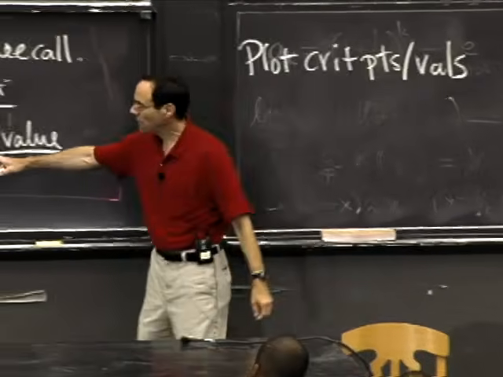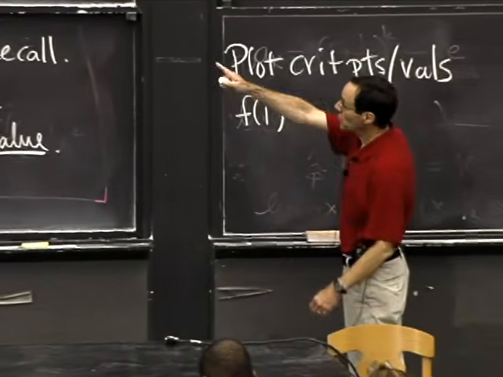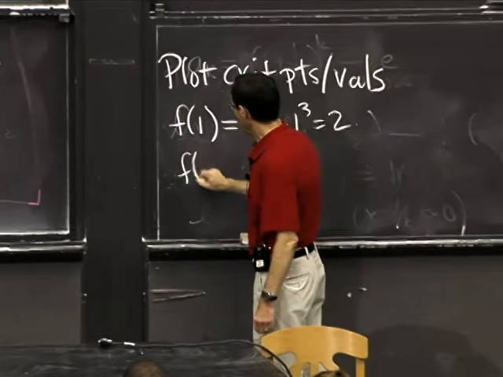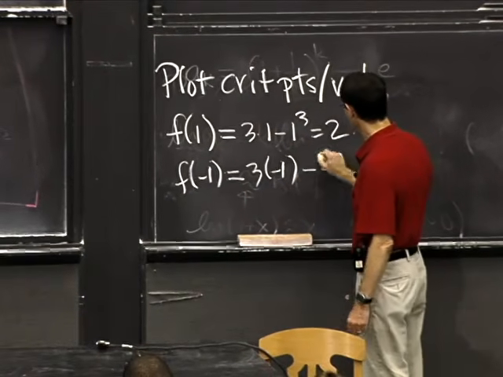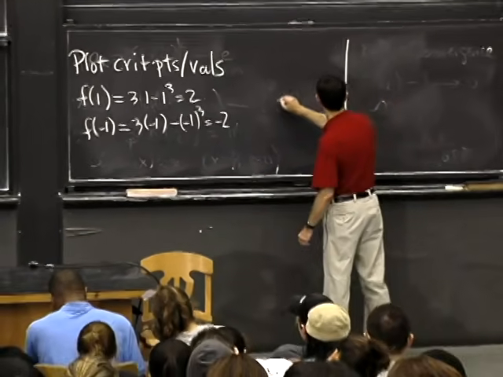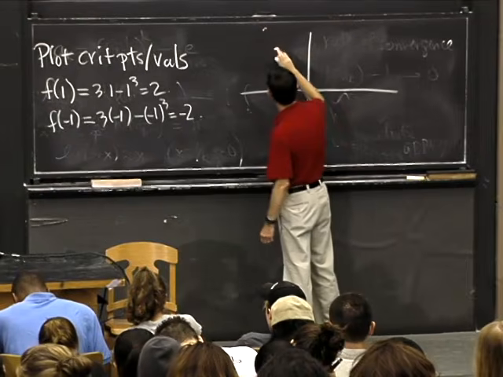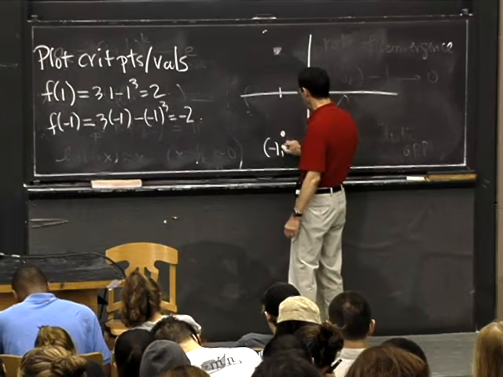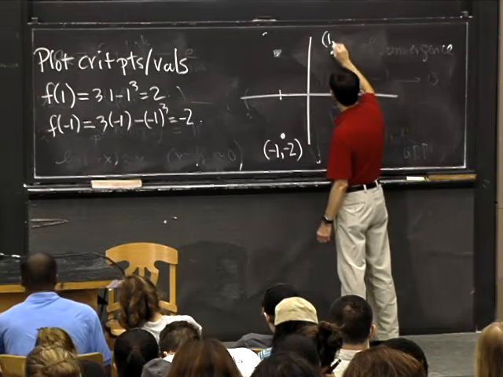And now, in order to get the critical values here, I have to plug in f of 1, for instance. The function is 3x minus x cubed, so this is 3 times 1 minus 1 cubed, which is 2, and f of minus 1, which is 3 times minus 1 minus minus 1 cubed, which is minus 2. And so I can plot the function here. So here's the point -1, and up here's 2. So this is, whoops, which one is it? Yeah. This is -1, so it's down here, I guess. So it's -1, -2.